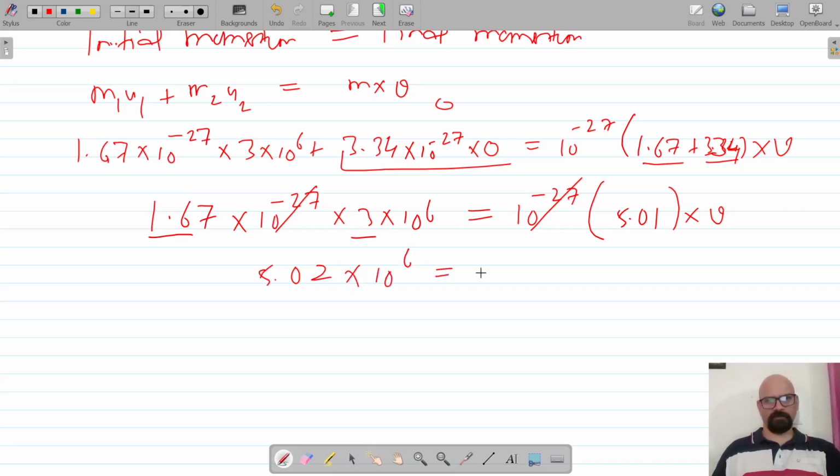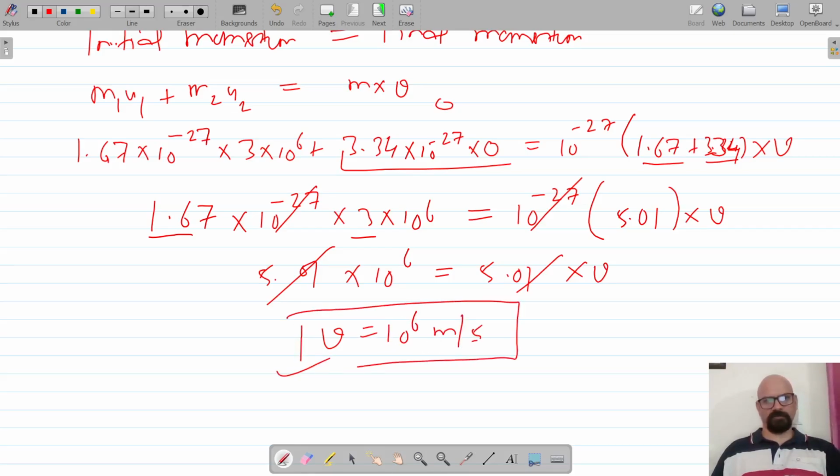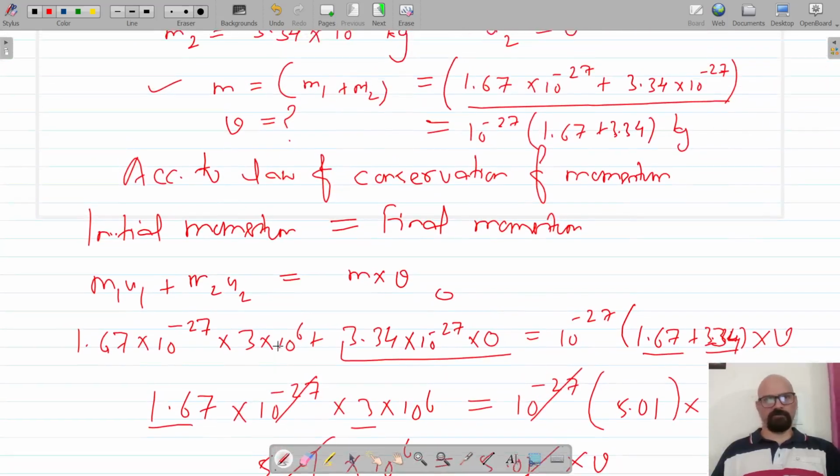So this is 5.01 × 10^6 equal to 5.01 into v. So v is equal to 10^6 meter per second. So this is the final velocity of the triton.